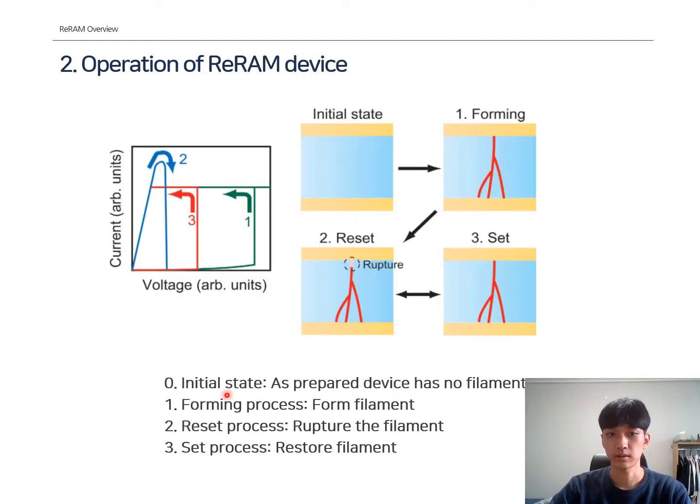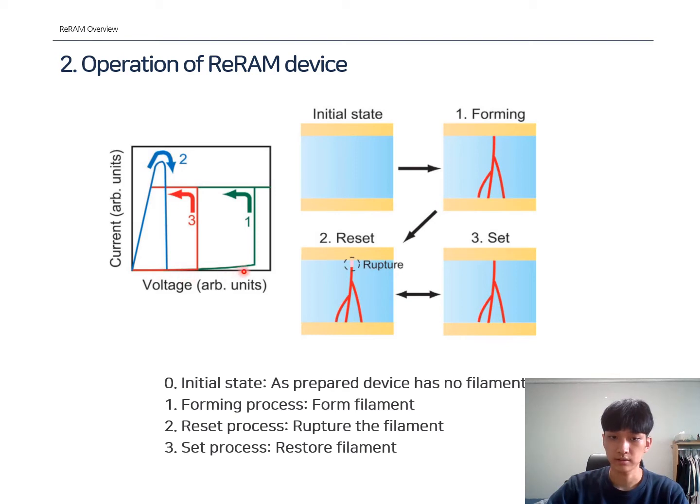Second is operation of ReRAM device. This figure shows the general data storing process of the ReRAM. This is the initial state. It's an as-prepared device and it has no conducting filamentary path. The first one is the forming process. As we apply more than a threshold voltage, it forms a filamentary conducting path, and the whole device resistance is much lower than the initial state.